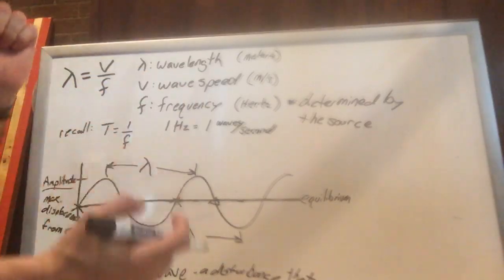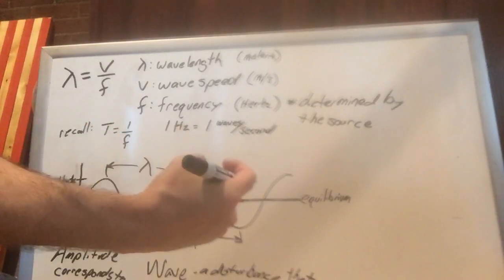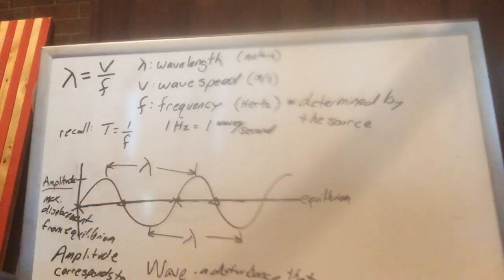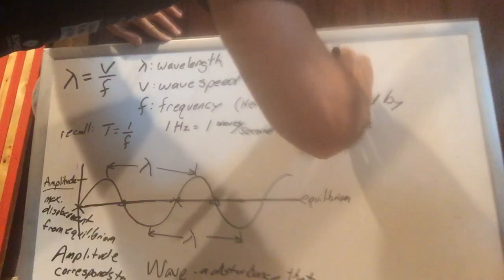Okay, you're thinking about that. Though, if you think about the slinkies, right? When we stretched those slinkies, there was a lot of tension, and the waves were able to move really fast. But when they were loose, they were loosey goosey. The waves didn't go so fast. So the wave speed is determined by the medium.